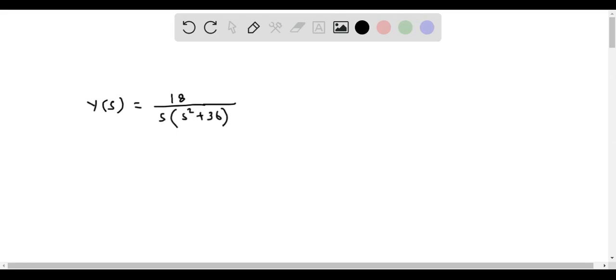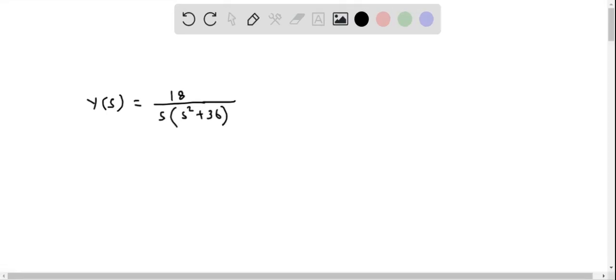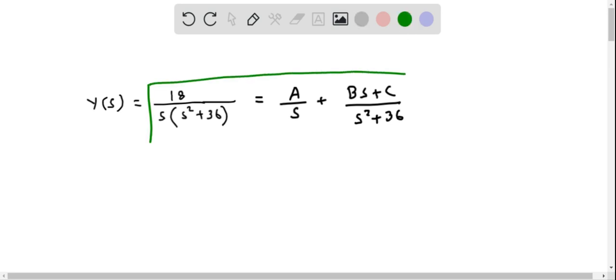We now determine the partial fraction expansion of Y(s), which is given as 18 over s times (s squared plus 36). And so we write this according to the partial fraction expansion rule as A over the first factor, s, plus (Bs plus C) over the other factor, that is s squared plus 36. Now let's focus on this equation.